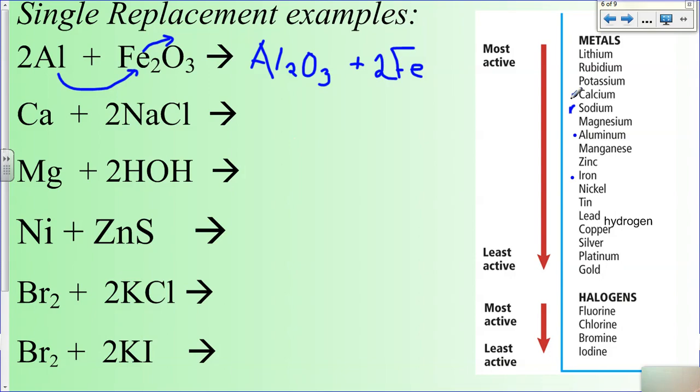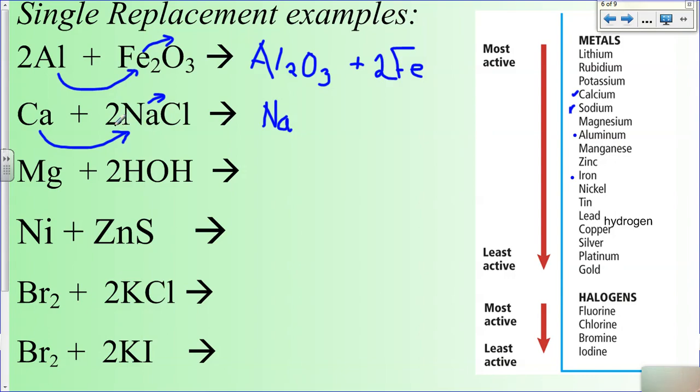So calcium is more reactive than the sodium, and it can break the bond right here between the sodium and the chlorine. And calcium is going to come in and give sodium the boot. Sodium is going to break off, and I have 2 sodiums.